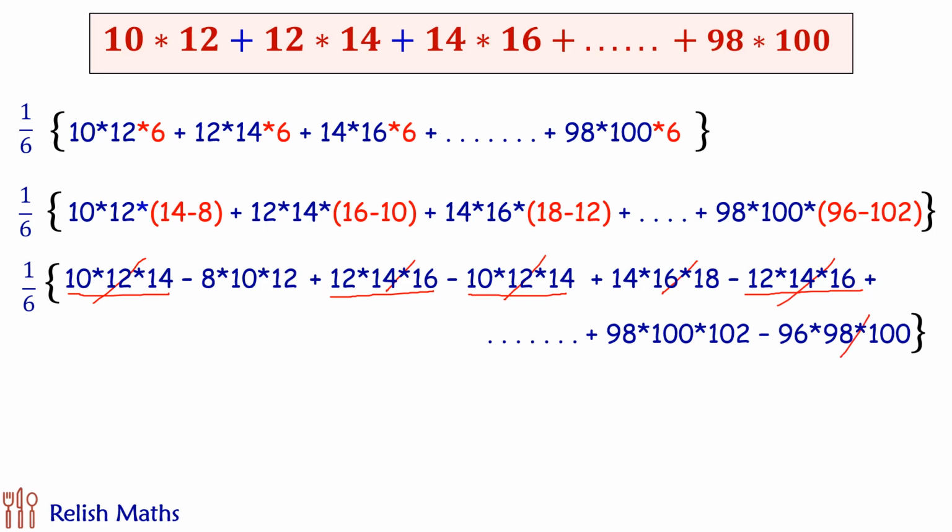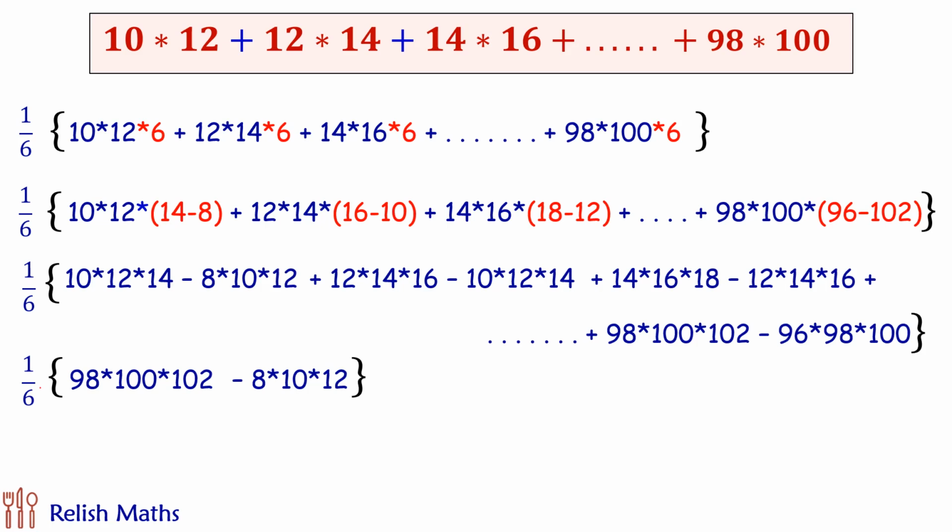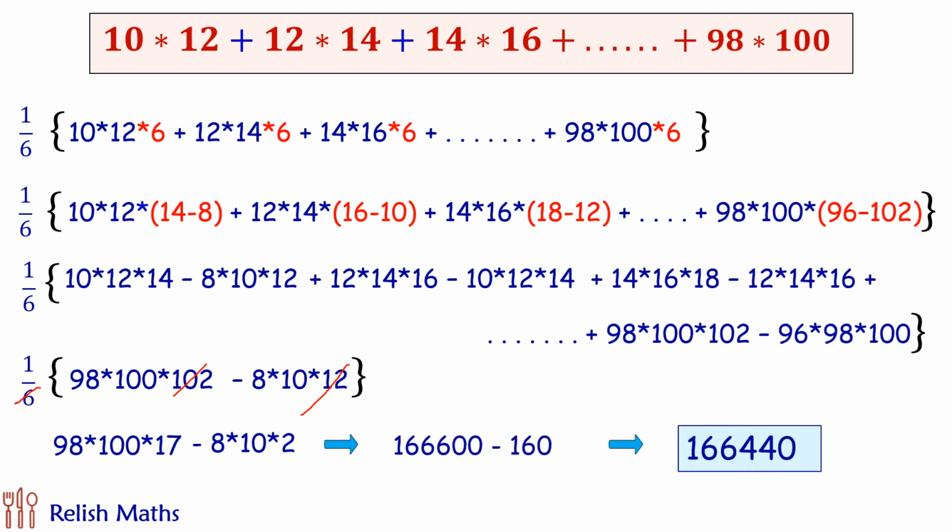One term will be this, that's 98 times 100 times 102, and another term is minus of 8 times 10 times 12. And of course the full value has to be multiplied by 1 by 6. So we'll simplify it further. This 6 will cancel this 102 to give 17, and this 6 will cancel 12 to give 2. So simplifying it further, we'll get our answer as 166,440.